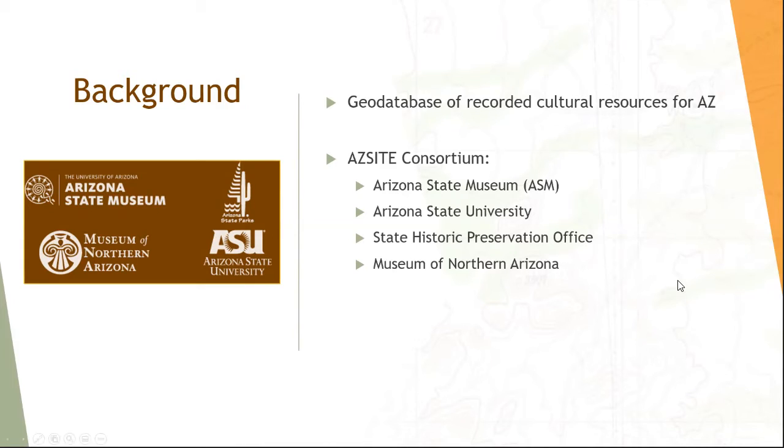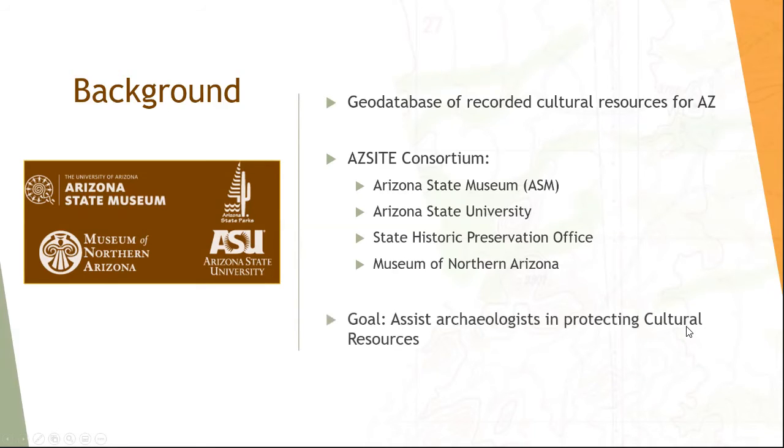The AZSITE Consortium was founded in 1997 as an effort to combine cultural resource data from different agencies operating in the state. Current consortium members are the Arizona State Museum, which houses the AZSITE staff, as well as several cultural resource management offices, such as for permitting and collections for state land. Other members include Arizona State University, the State Historic Preservation Office, and the Museum of Northern Arizona.